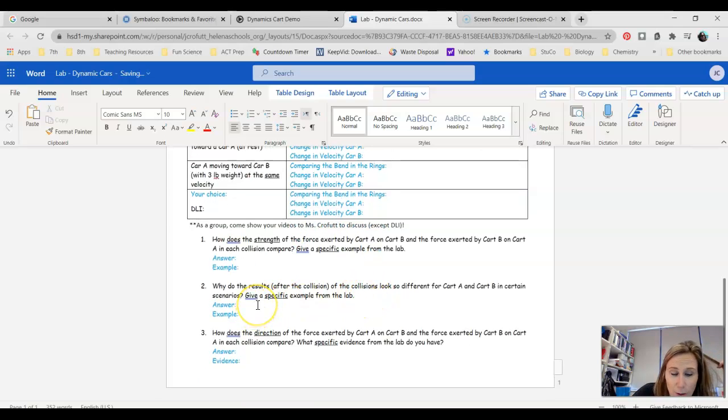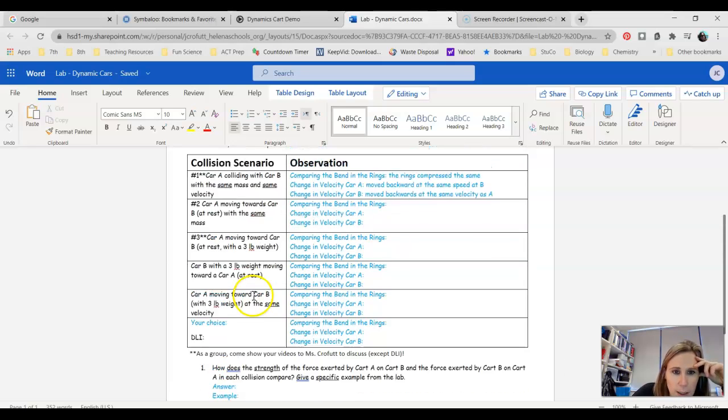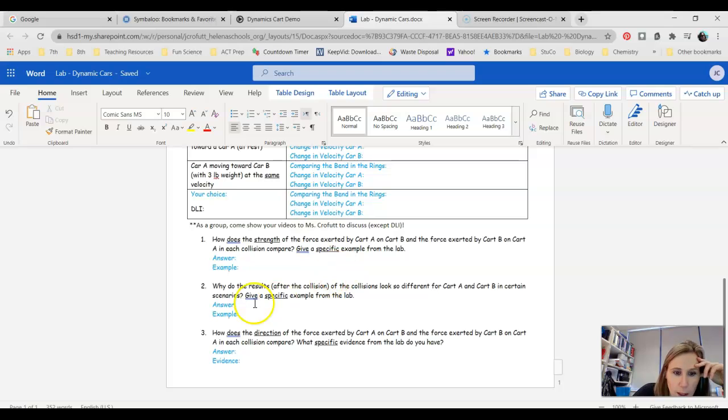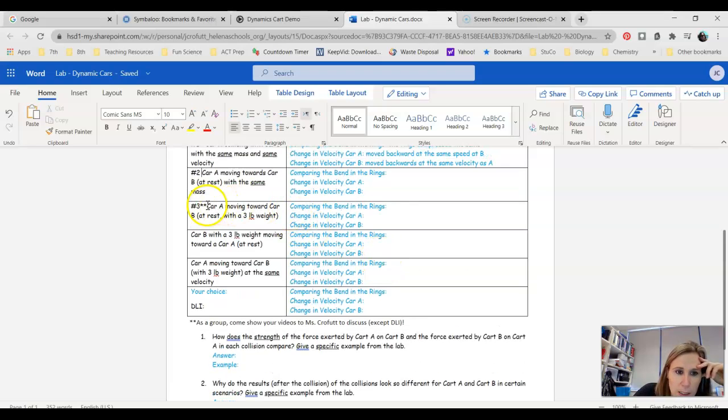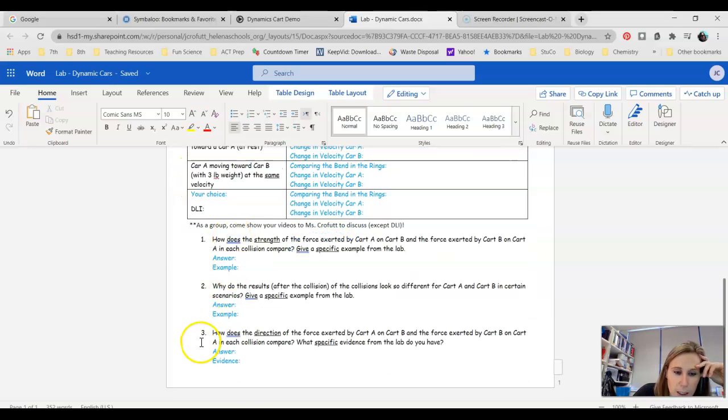Question 2, why do the results after the collision look so different for cart A and B in certain scenarios? So if you're looking at the velocity after those 2 collide, why are they so different in all these scenarios? And again, give a specific example from lab. So tell me about, maybe, on 3 it did this, but on 2 it did this. And then finally, how does the direction of the force exerted by cart A on cart B and the force exerted by cart B on cart A in each collision compare? So now we're looking at the direction. What does the direction look like when A puts a force on B? And what does the direction look like when B puts a force on A? And then again, what specific evidence do you have?